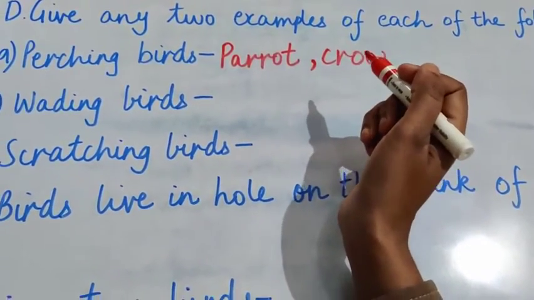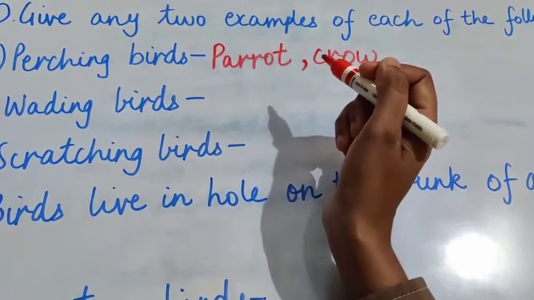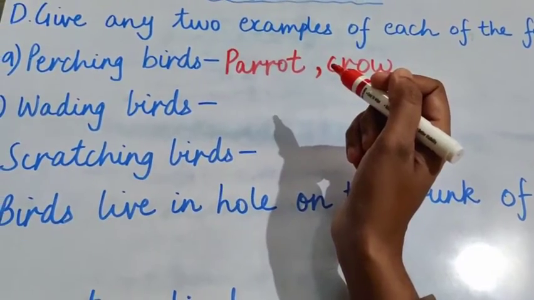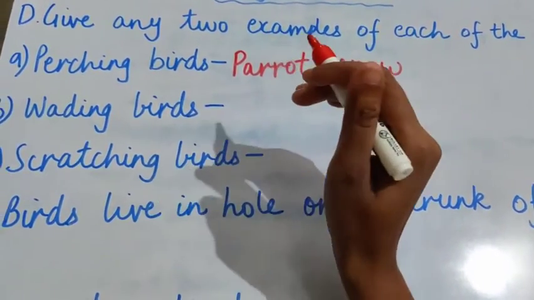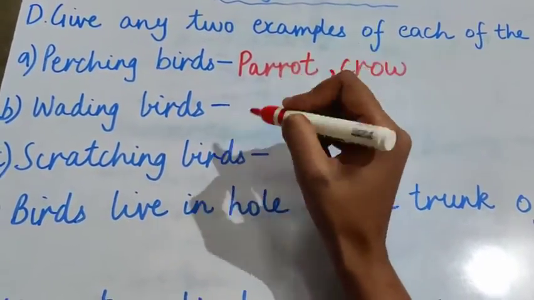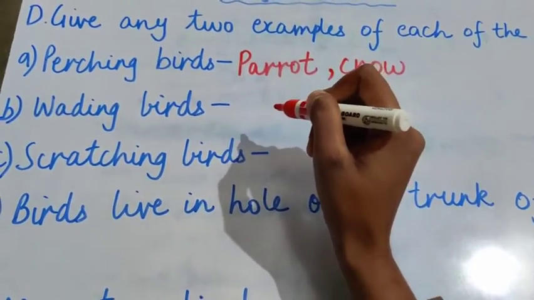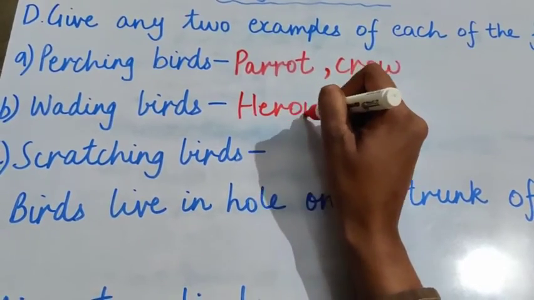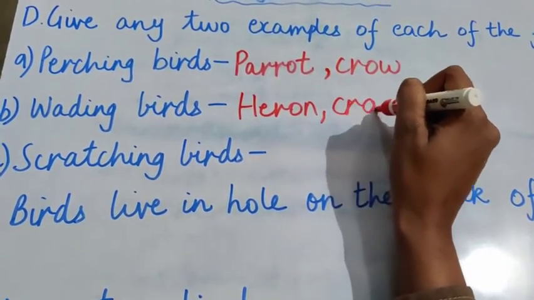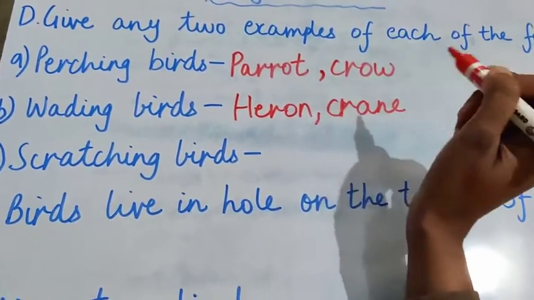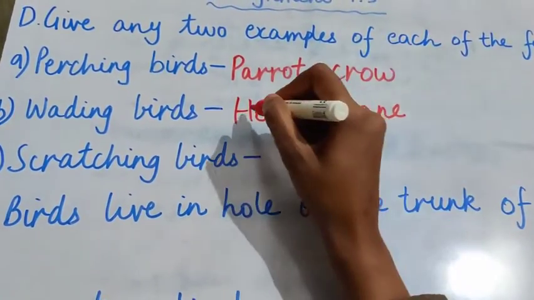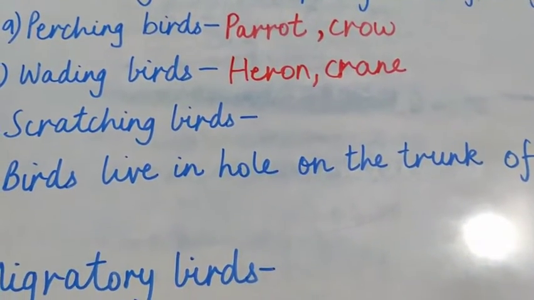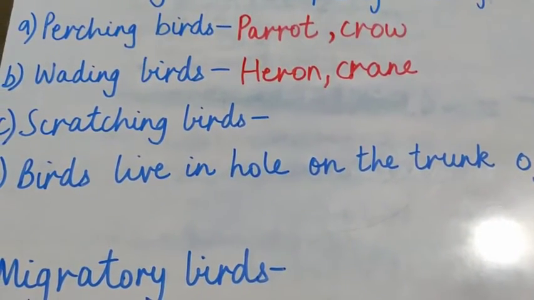Now here come wading birds. Which kind of birds are these? These birds have long and thin legs, and they can easily wade through water in search of food. They are like heron and crane. Even the kingfisher is just like a wading bird, because it also searches for its food by wading in water.